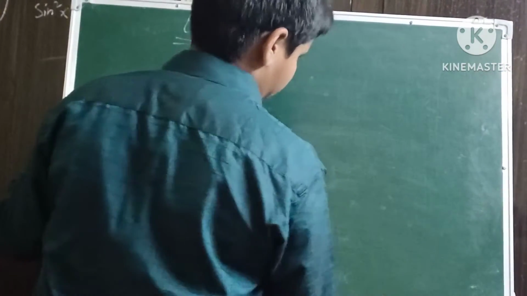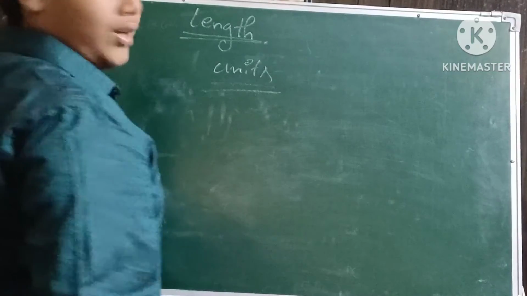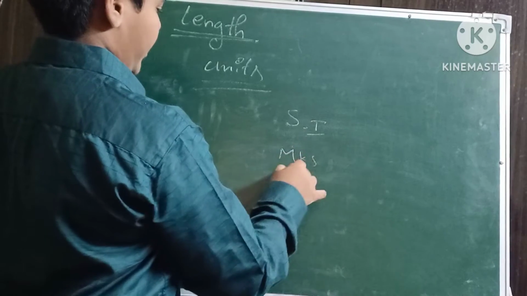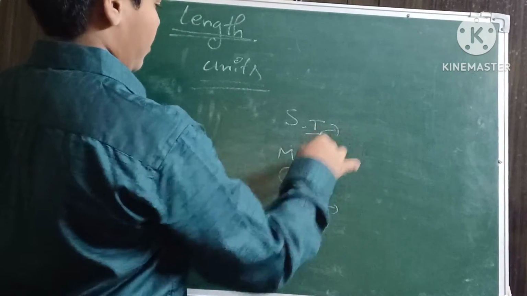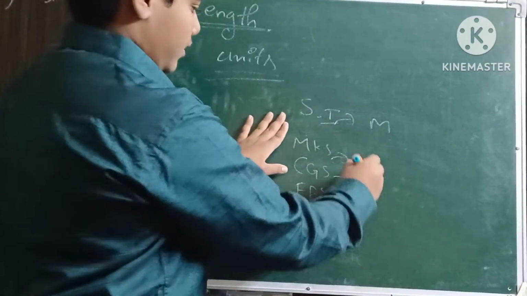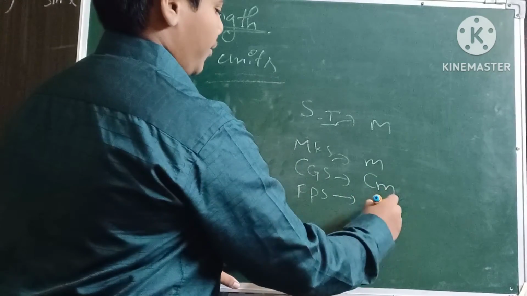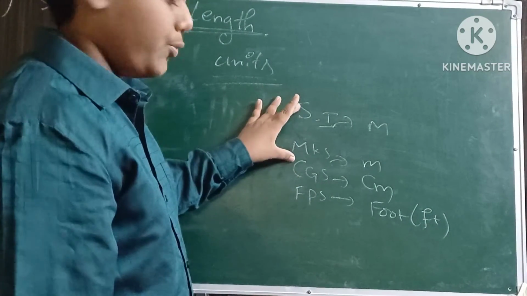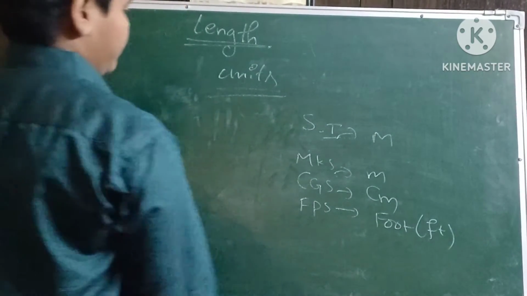Then what are the units of length? We already know that there are 4 systems of units: SI, MKS, CGS, FPS. The units of length in these 4 systems are: SI meter, MKS meter, CGS centimeter, FPS foot. SI and MKS have the same unit, CGS is centimeter, FPS is foot. Okay, these are the units of length.